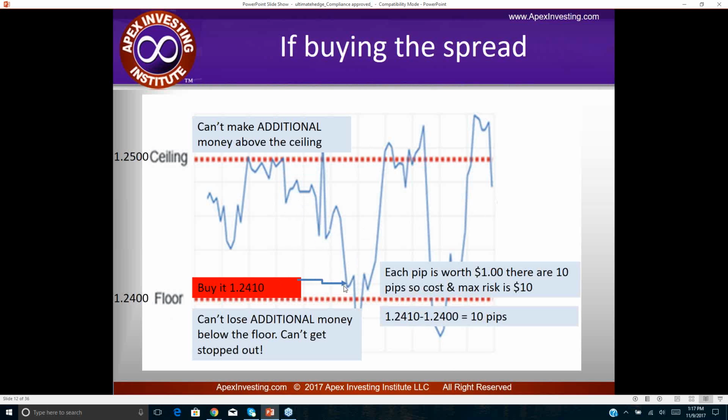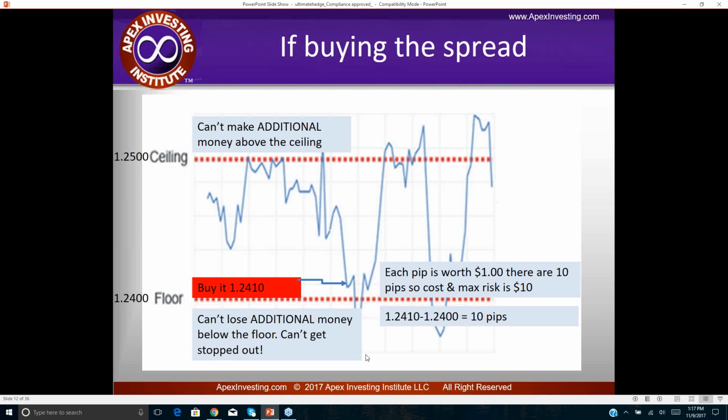Okay, if I buy it right here at 24.10 thinking it's going up, but it goes down to the floor of 2400, then I'm down $10 at that time, and it keeps on going way down. From there, I don't care what it does, how far down it goes. I don't lose any more, right?